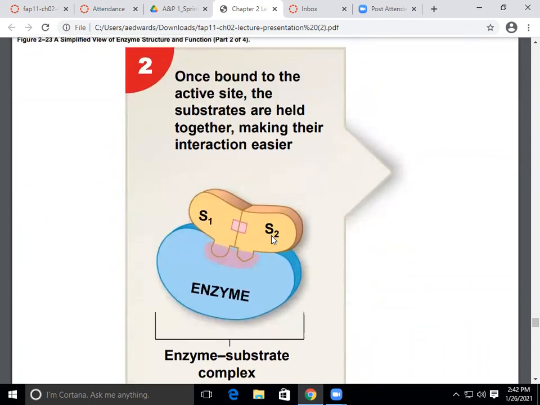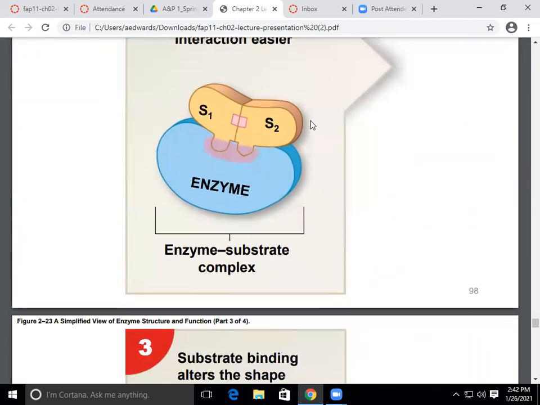So once bound to the active site, the substrates are going to be held together, making their interaction easier. So the enzyme holds on to them. Okay. They get in that area, it's like, no, you guys are going to have this conversation, right? You've been avoiding each other. It's time for you to have this intervention, right? It's time to have a conversation. You form what we call an enzyme substrate complex, okay? Because it's the enzyme and the substrates. So it's an enzyme substrate complex.